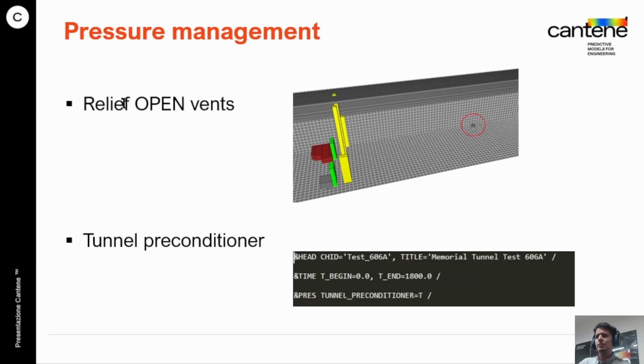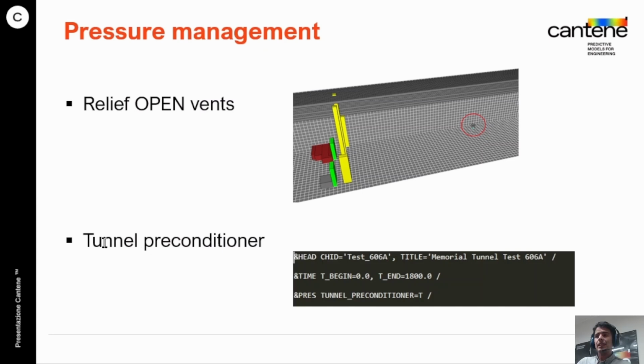But there are some ways to mitigate this effect. And the first one has been introducing relief open vents. So we will introduce small openings of one cell size dimension, which will act as relief valves. The volumetric flow introduced by the pulsations would be discharged or entered through these small openings, enhancing the stability of the model.